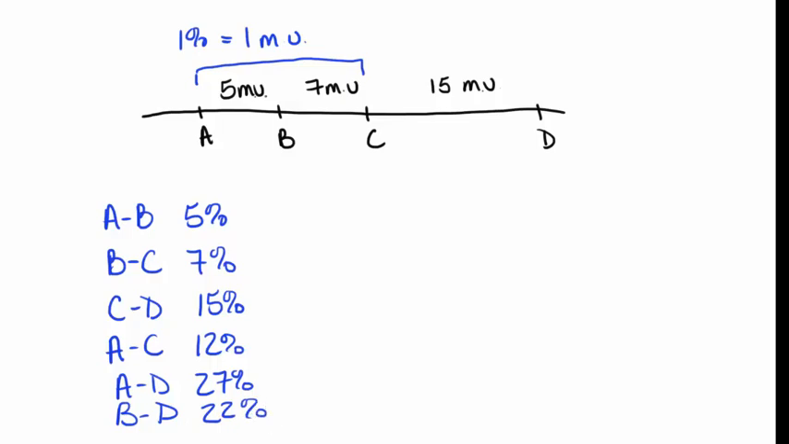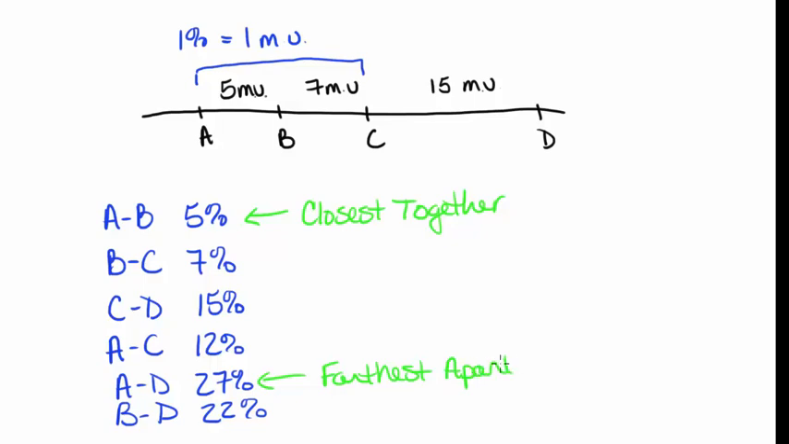If we look at these numbers that we've now written down, notice that 5% is the lowest, and that would be the closest together. If we just had these numbers in front of us and couldn't see the map at all, based on recombination frequencies alone, we should be able to identify which 2 genes happen to be the closest together. We should also be able to identify which are the farthest apart, which would be the A and D at the bottom, because they have the greatest recombination frequency. Make sure that you understand this relationship between the distance and the recombination frequency. The lower that number is, the closer together they're going to be.